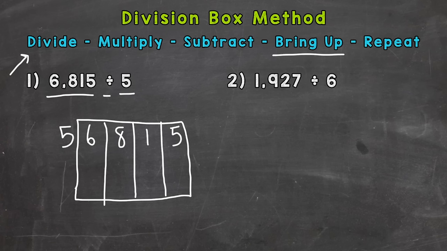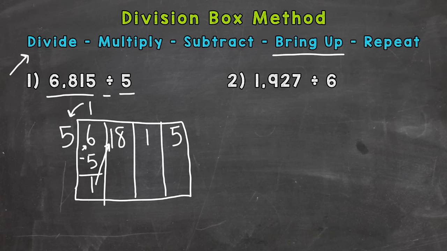So we'll start with divide, and we start with this 6 here, and we are going to do 6 divided by 5. So how many whole groups of 5 out of 6? 1. Then we multiply. 1 times 5 is 5. Subtract, we get 1. 6 minus 5 is 1. Now we bring that 1 up to the next section or column. So we have 18 now, and we need to do 18 divided by 5.